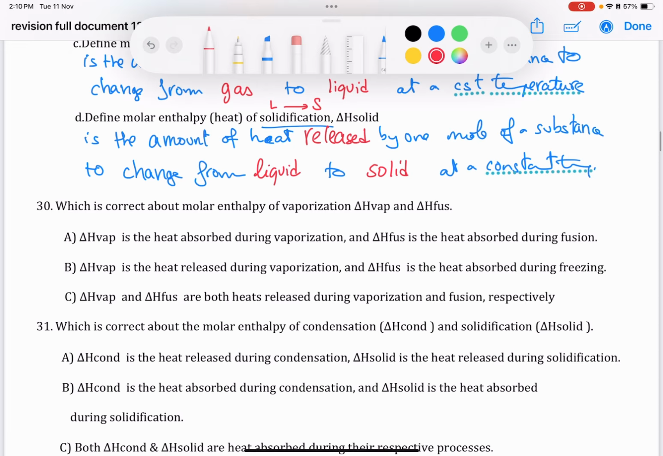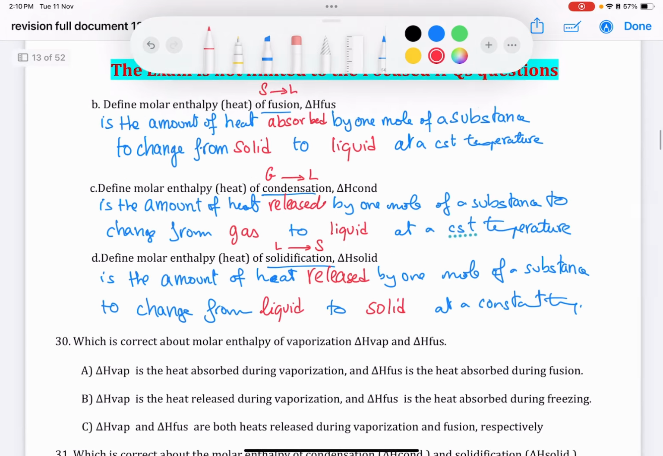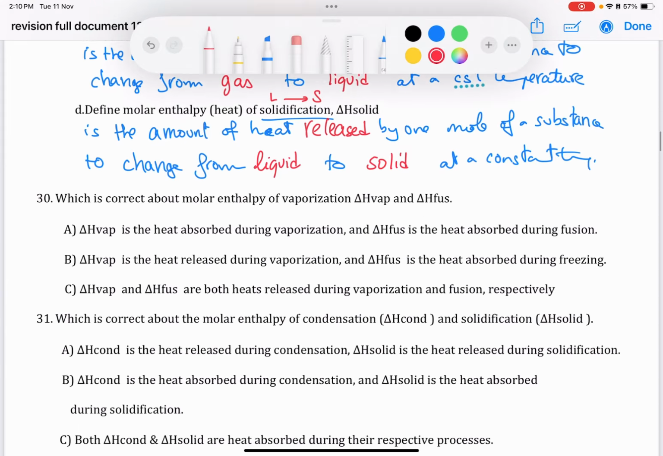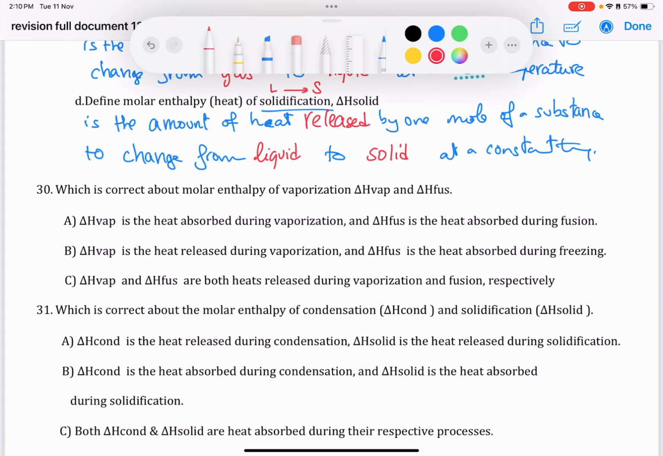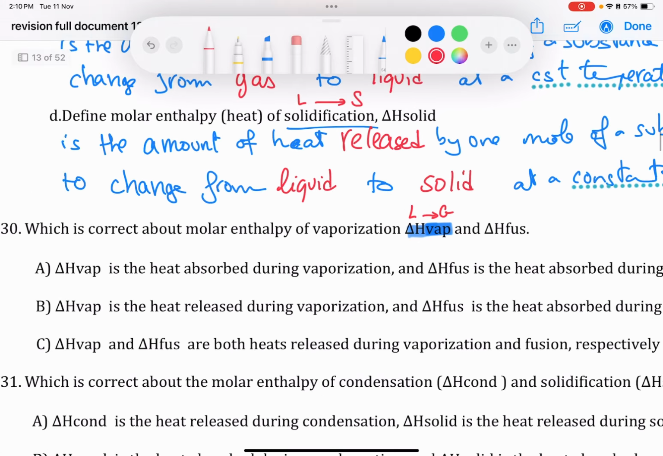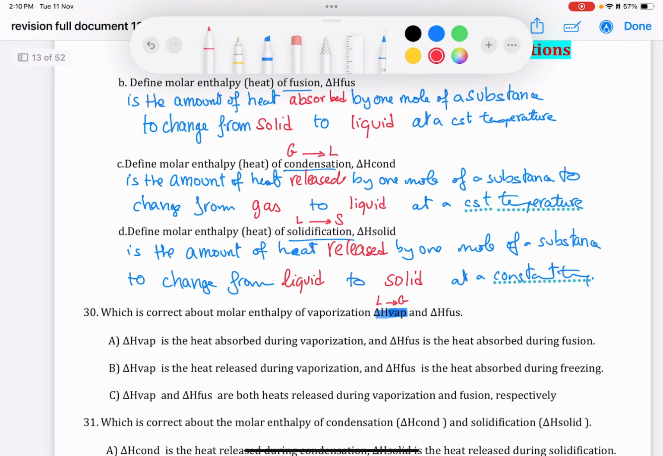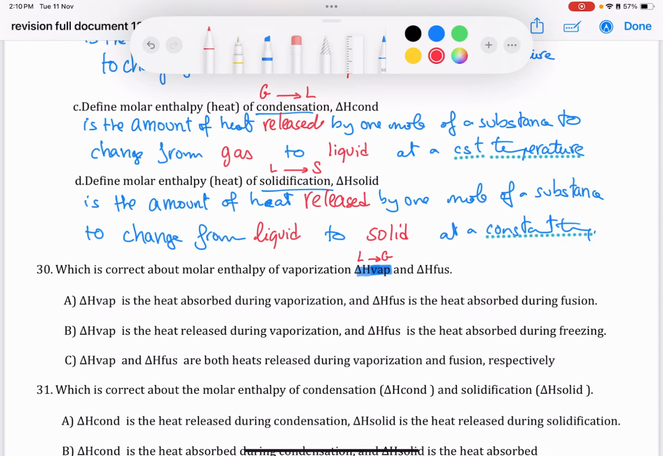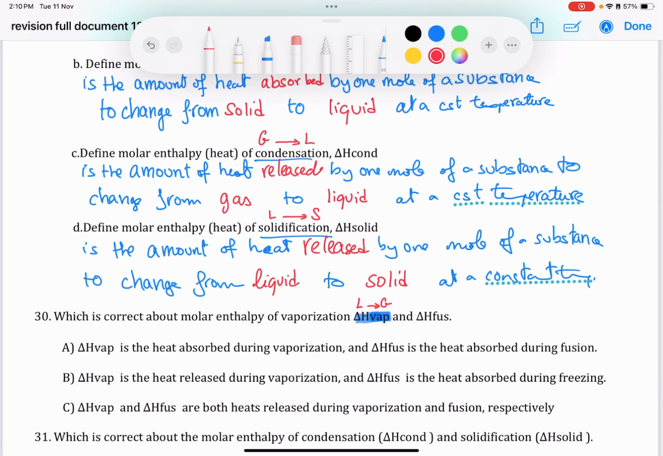So think about it this way. Same thing for the vaporization as well. I can say molar enthalpy of vaporization. What is vaporization? It's to change from liquid to gas. So it's a heat absorbed for the liquid to go to gas. And fusion is of solid to go to liquid.